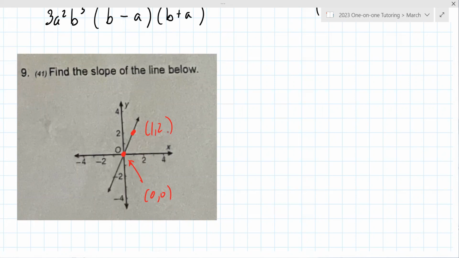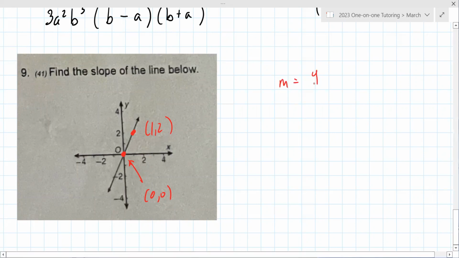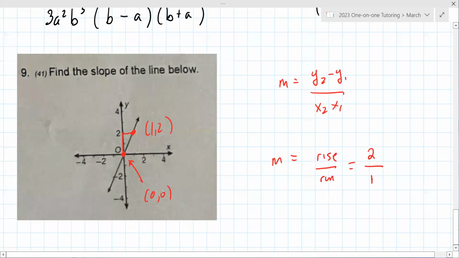Now, there's a couple ways to do slope. One is to actually use the slope formula. The second is to just use the graph, the rise over the run. And I would probably use the graph. So since it's going up, it's a rise of 2. It's going to the right 1. That is your slope, 2 divided by 1 or just 2. The slope would be 2.